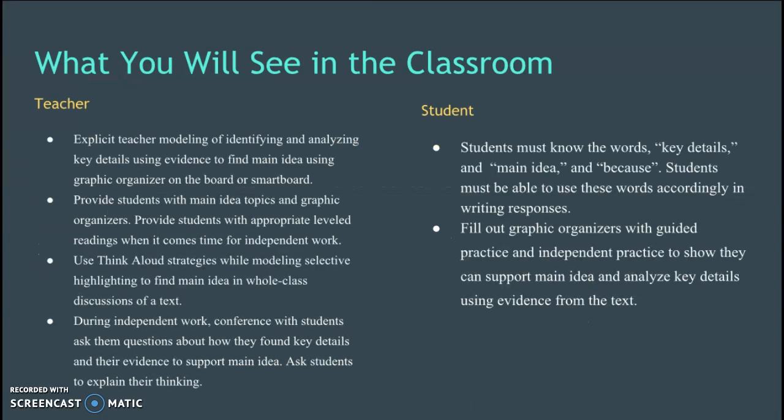We then came up with what will be seen in the classroom for both the teacher and the student. The teacher will do as follows. Explicitly teach and model, identifying and analyzing key details using evidence to find main idea using graphic organizers on either the board or a smartboard. Teachers will provide students with main idea topics and graphic organizers. Teachers will provide students with appropriate leveled readings when it comes time for independent work.